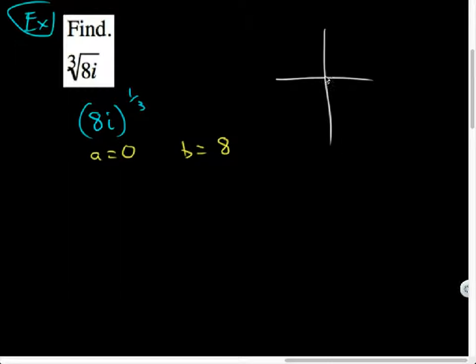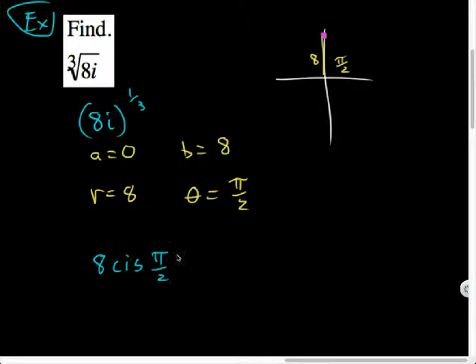Well, think about this. Going left and right 0 and then up 8 is the point right there. What angle would this be? Pi over 2. And what distance would this be? 8. So that means my modulus is also 8. So I was able to kind of graphically figure out that r is equal to 8 and that theta is equal to pi over 2. So that means this is the same as 8 times cosine plus i sine of pi over 2, all to the 1/3 power.